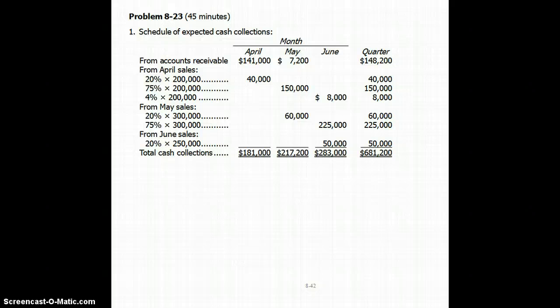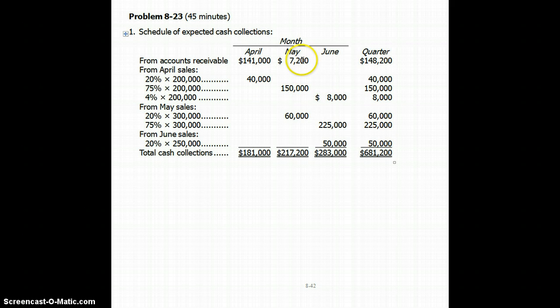And the first requirement says prepare a schedule of expected cash collections for April, May, June, and the quarter in total. When you look at this, you will notice that in the month of April, we will collect $141,000 that was in accounts receivable at the beginning of the month. That will all be collected. And we will also collect 20% from April sales. April sales were $200,000. We will collect 20% of them, or $40,000.